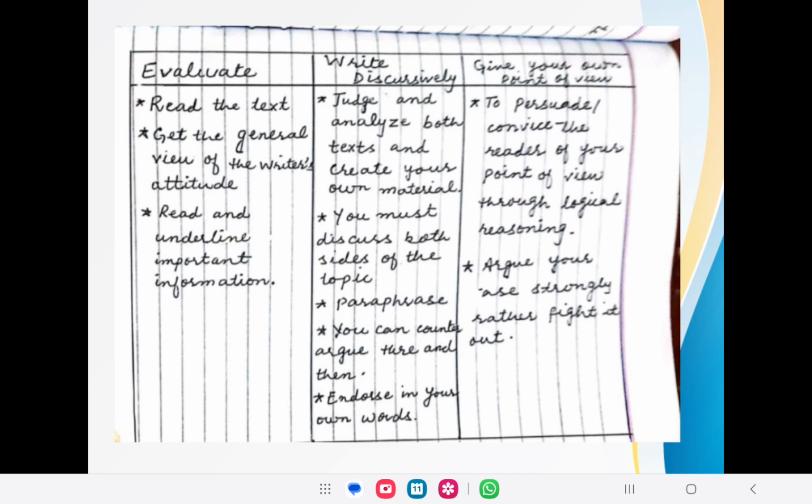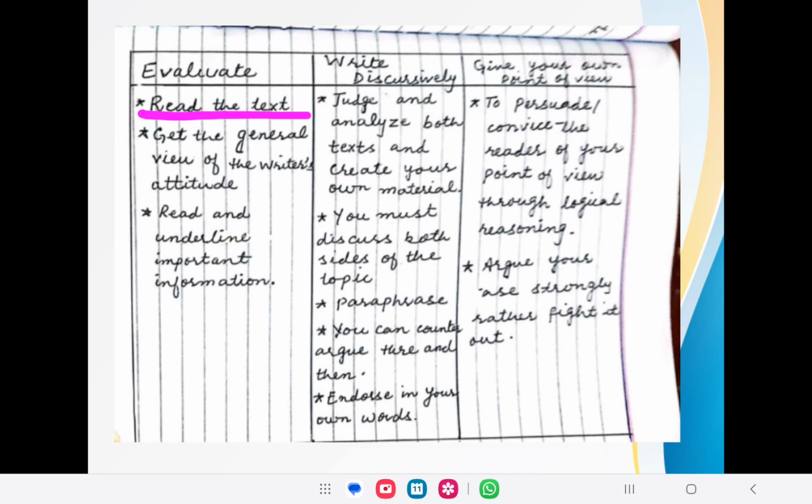Now there is one more thing, and this is the last thing that we are going to discuss about directed writing tasks. Now, how to evaluate, how to do a directed writing task. First thing, after writing the introduction, we evaluate. So how to evaluate? First of all, you are going to read the text.